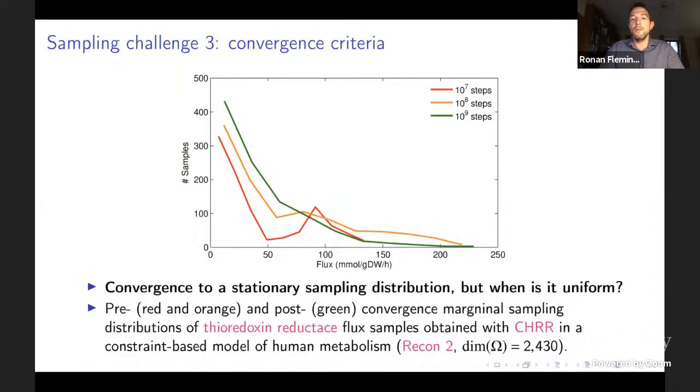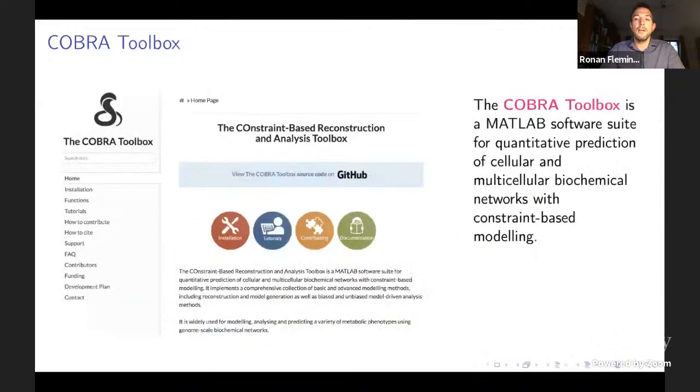And so what you can see here is, depending on the number of steps in the CHRR algorithm, we get either unimodal or non-unimodal distributions. And of course, this should be unimodal. But knowing for various algorithms how much sampling is enough is an important challenge.